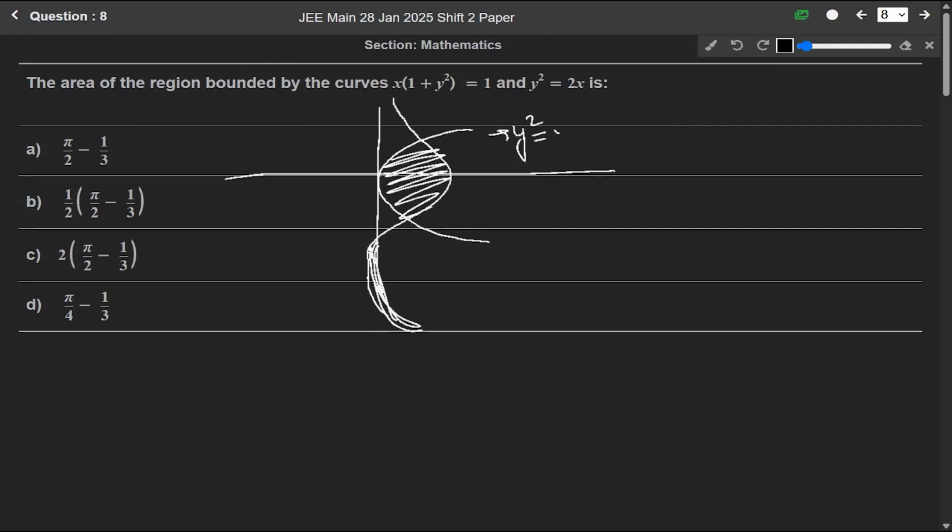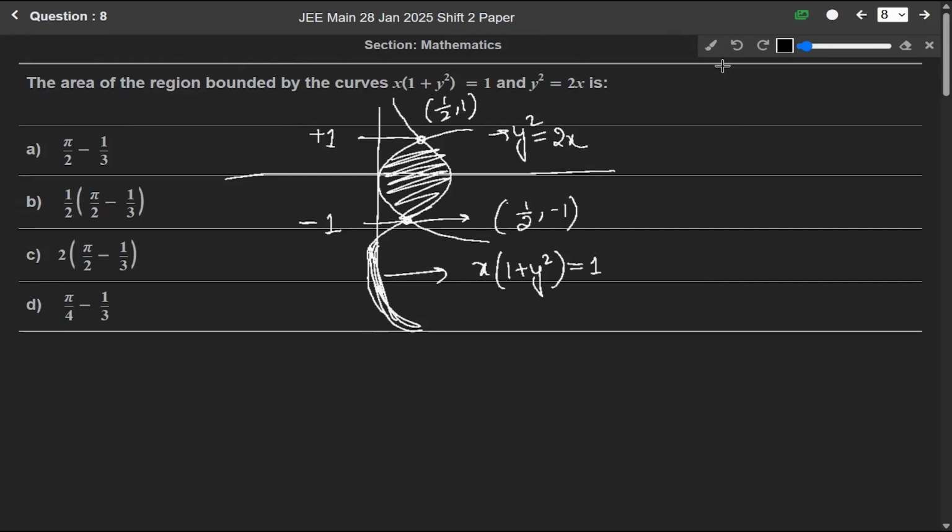This is y square equals 2x, and this is x(1 plus y square) equals 1. So we have to find the area of this portion. This is plus 1 and this is minus 1. And the intersection points will be 1 by 2 comma 1, and 1 by 2 comma minus 1.